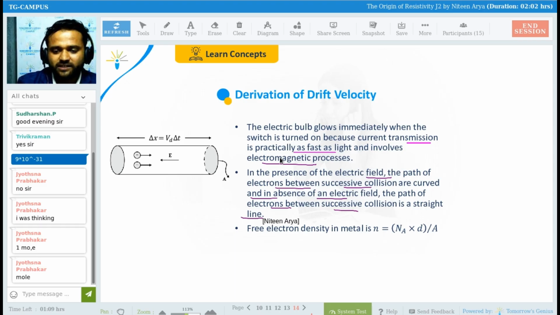Free electron density in a metal is n, which is N_A times d by A. N_A is the Avogadro number, d is the density, divided by A. This small n we are going to use. In this way, if this is your area and this is your distance, then in this particular distance n is the Avogadro number times d divided by A. Is this clear, everyone? This is just the definition, and we are going to see the actual meaning.